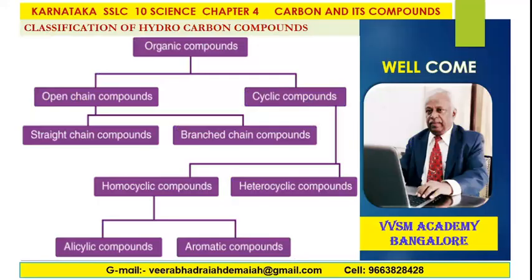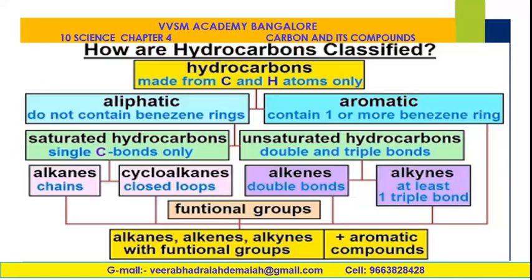Now, as far as the classification of hydrocarbons is concerned, the flow chart is given here. Organic compounds are classified into open chain and closed cyclic compounds. The open chain compounds are further divided into straight chain and branched chain compounds. The cyclic compounds are divided into homocyclic compounds and heterocyclic compounds. Then homocyclic compounds are further divided into alicyclic compounds and aromatic compounds. Let us discuss what they are.